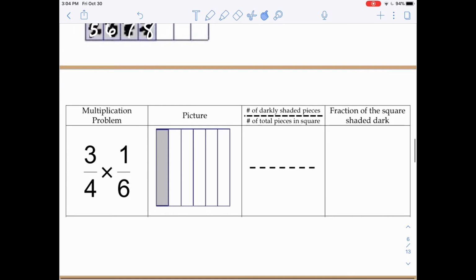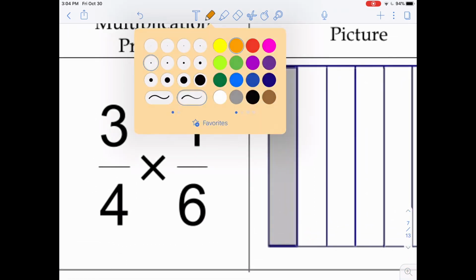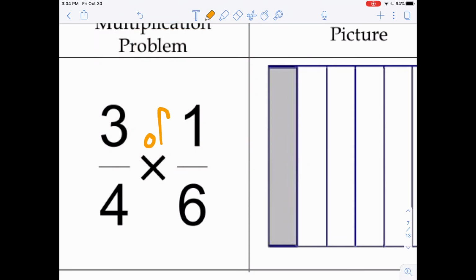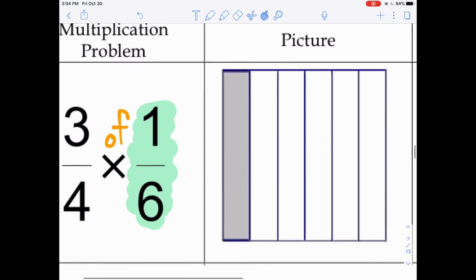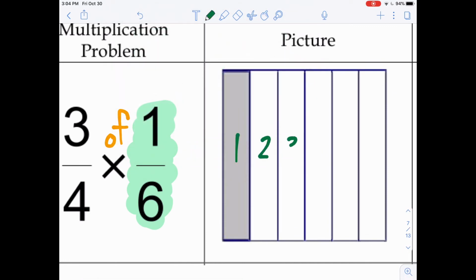During Google Meet time, you'll do problems that look like this. Right? So this problem says 3/4 times 1/6, but I want us to think about it slightly differently. We're going to call this 3/4 of 1/6. So we need to make sure that all we're thinking about is a sixth. In this picture, I'm pretty sure this is a sixth. I'm going to just double check though. There's 1, 2, 3, 4, 5, 6.